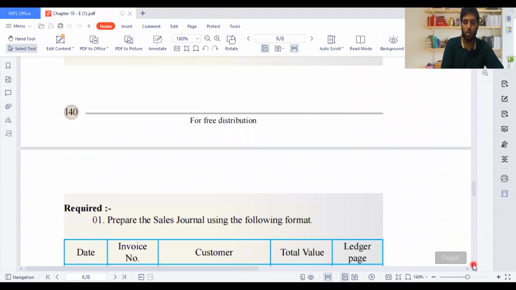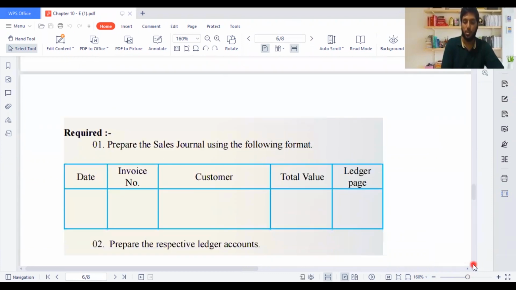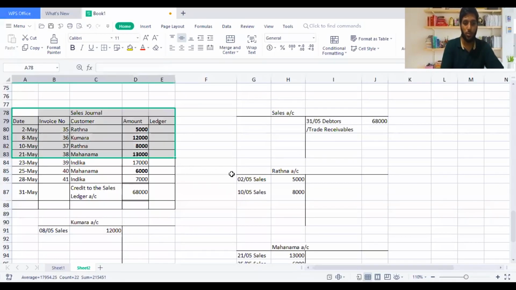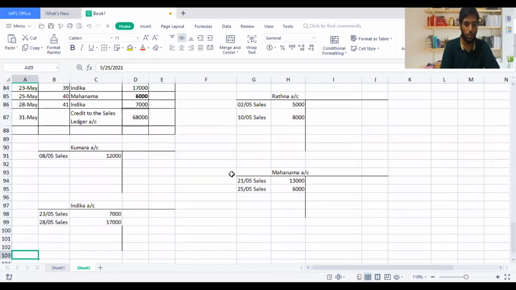So let's move on to the required, prepare the sales journal using the following format. As I said, you can take it as customer or debtor. So I'll take it as customer. And also they are saying that prepare the respective ledger account. So we're going to put all this value onto the ledger account. Is that easy? I'm not going to take a lot of time. It's going to be very simple. So I'm going to take 4 columns, more than enough to do this sum. So I'm going to move down.